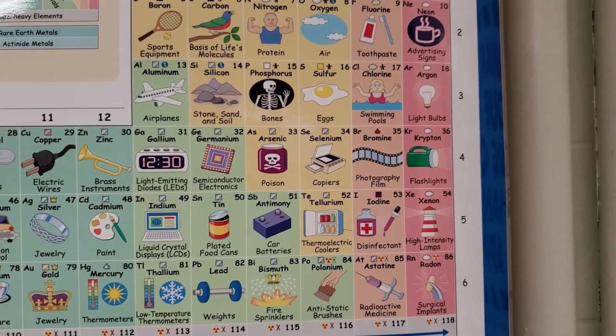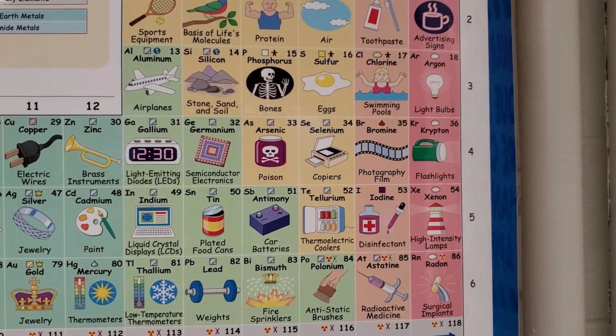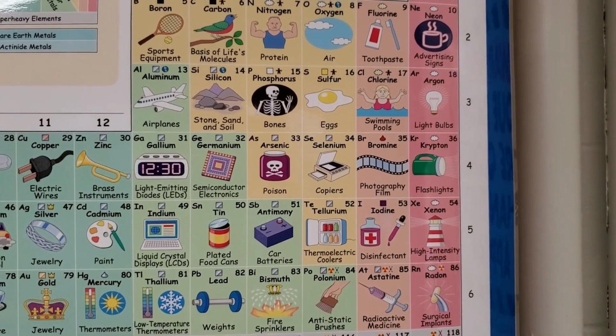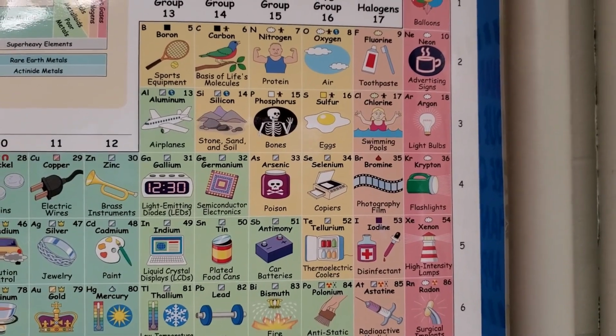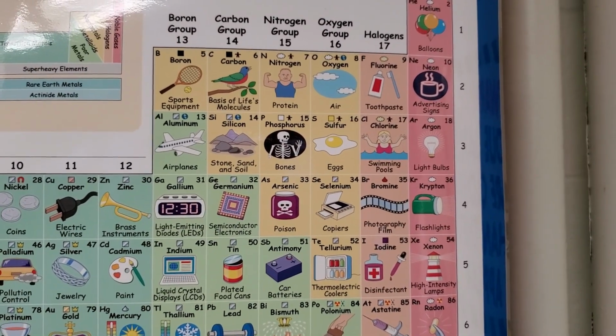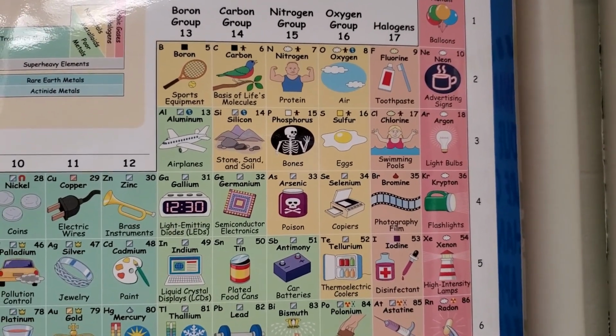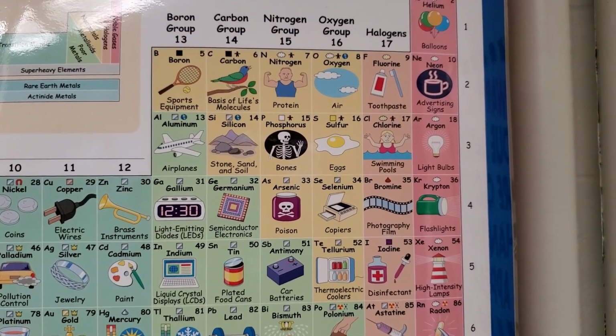Iodine we use for disinfectant for cleaning cuts. It usually has an orange tint to it. Bromine is used in our photography film. Chlorine for our swimming pools, which hopefully will open. Fluorine in our toothpaste. We have fluoride in our toothpaste. Okay, those are our halogens.